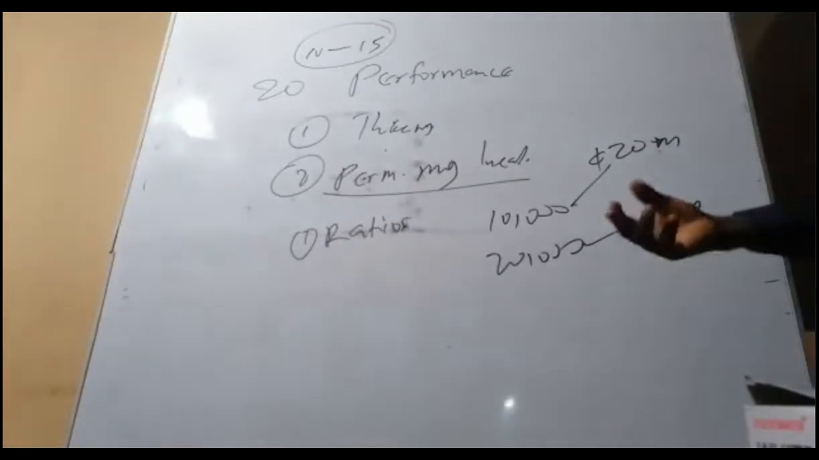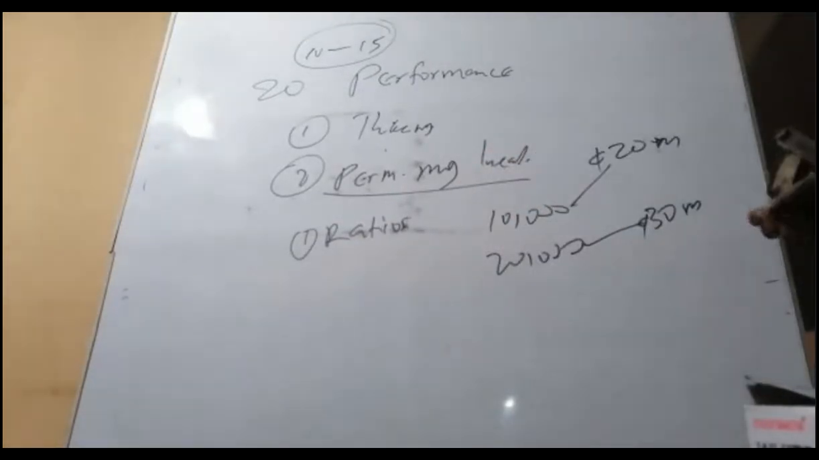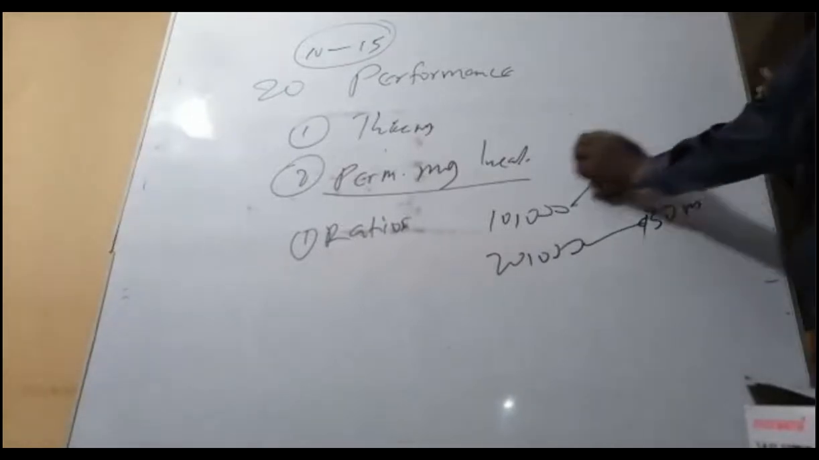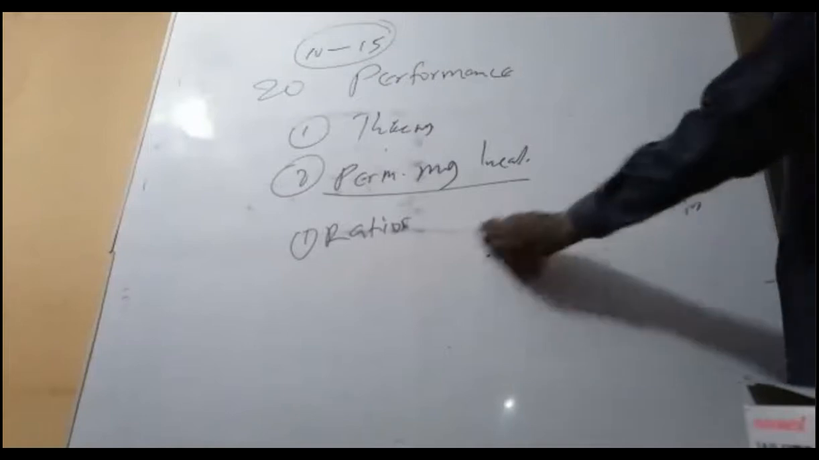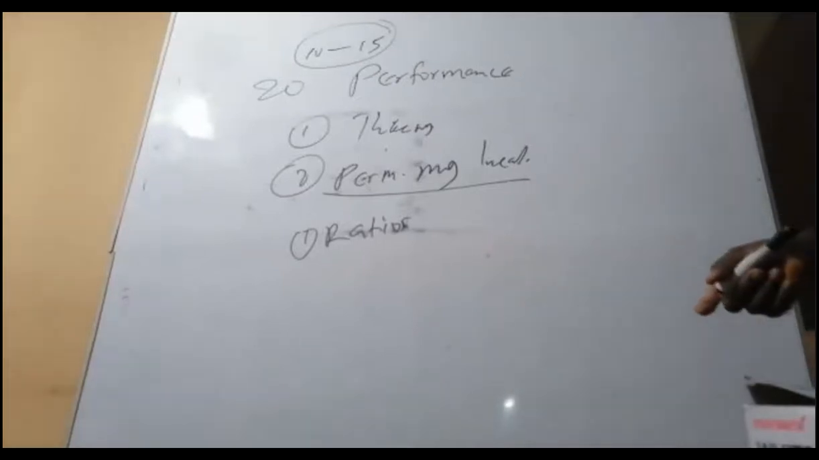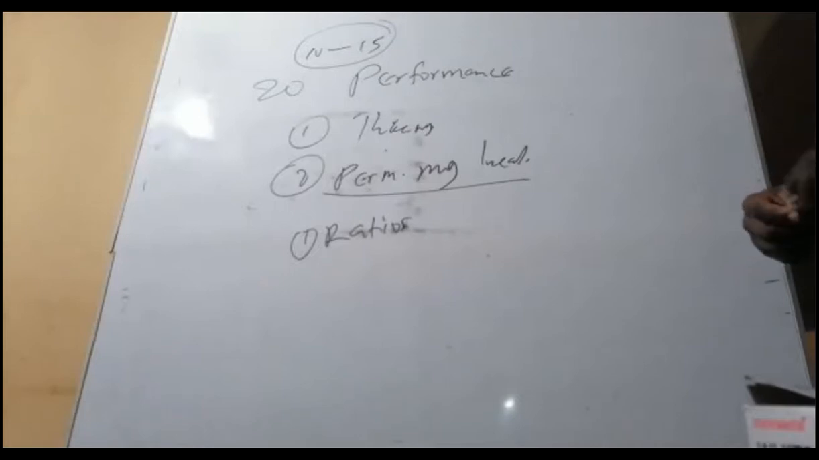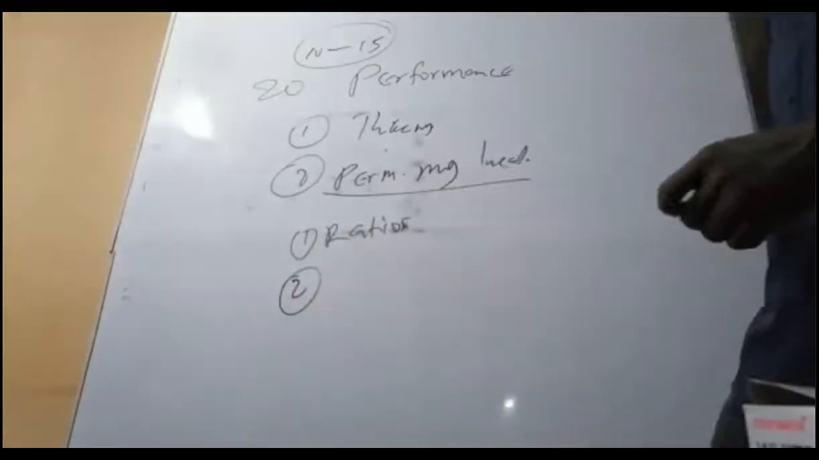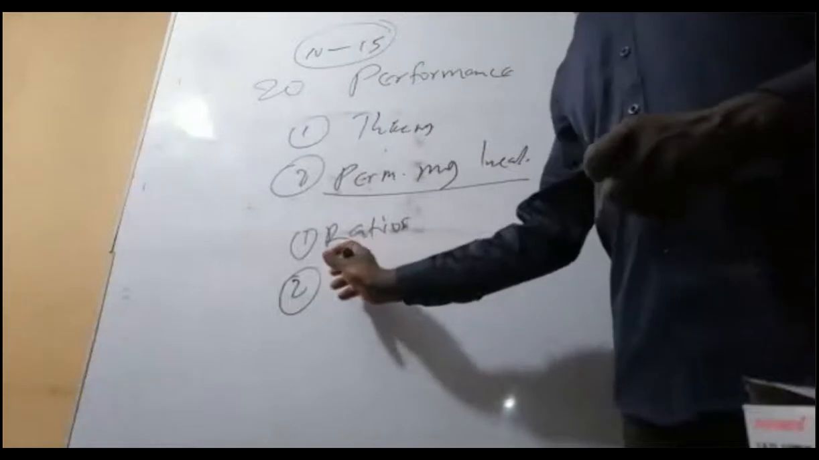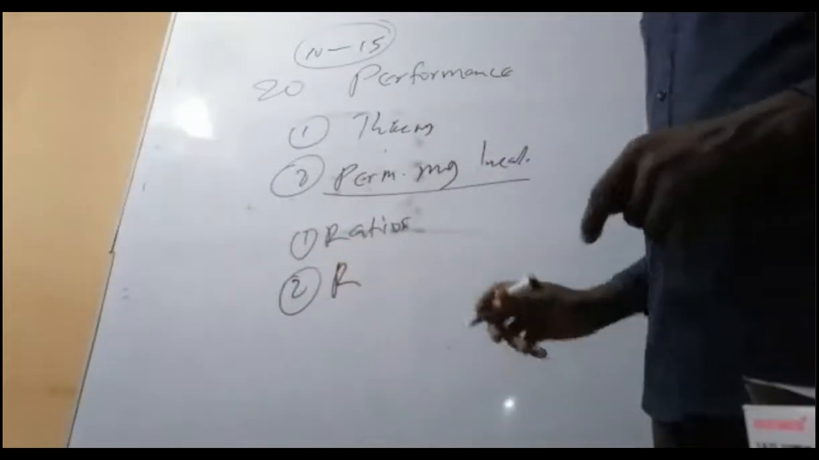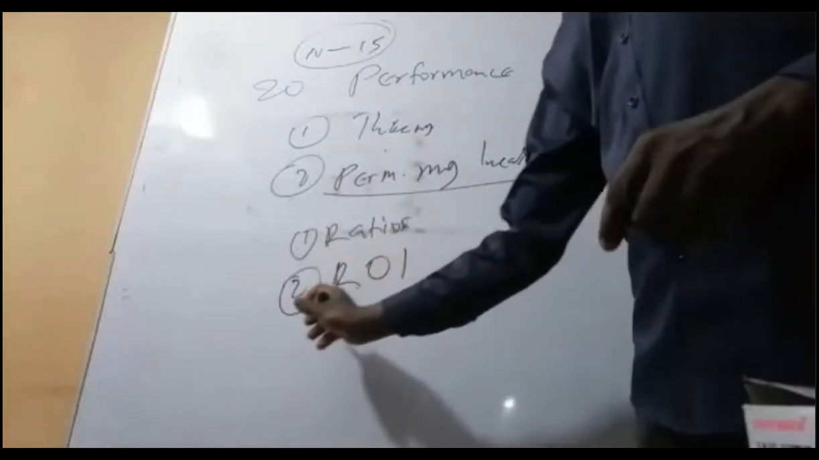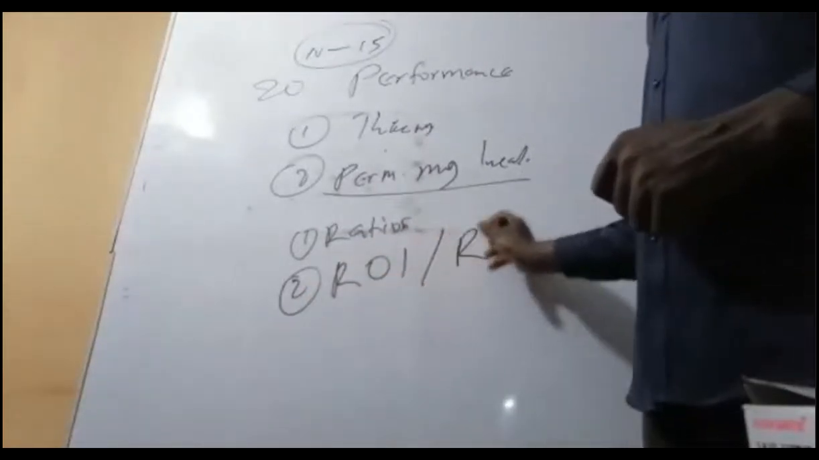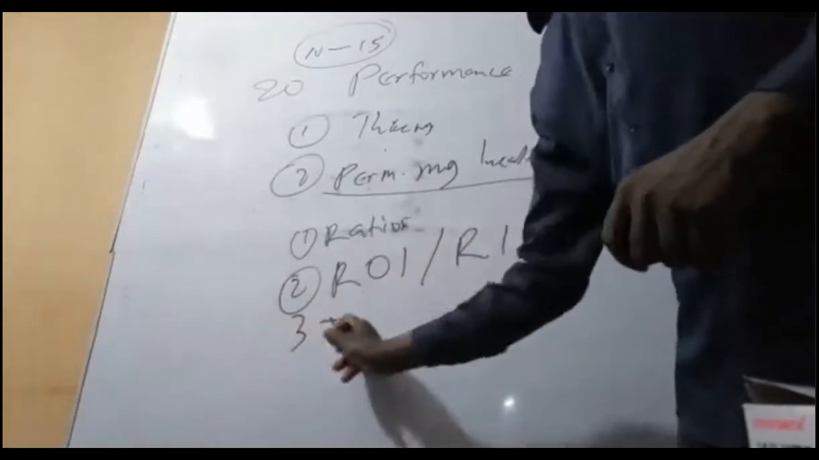The first time they set the syllabus, ratios came. In May 2019, they brought ratios and had them calculate them. Two, measuring divisional performance. You can use return on investment and residual income, RI. And the last one, transfer pricing.